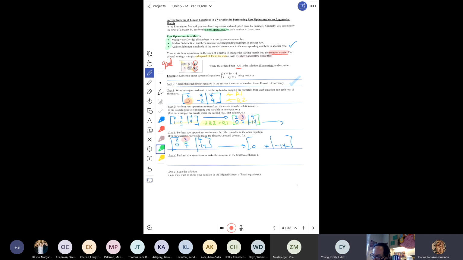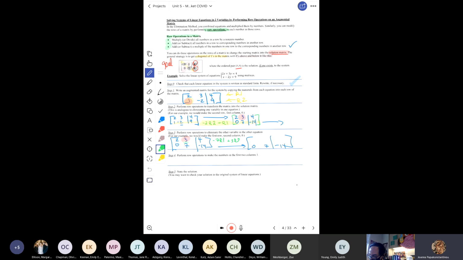Look at our valid row operations. What can we do? Could you do 3 minus row 1? No, that's not a valid row operation. I need to have these be opposite coefficients, right? So, I could do negative 7 times row 1 plus 3 times row 2, right?